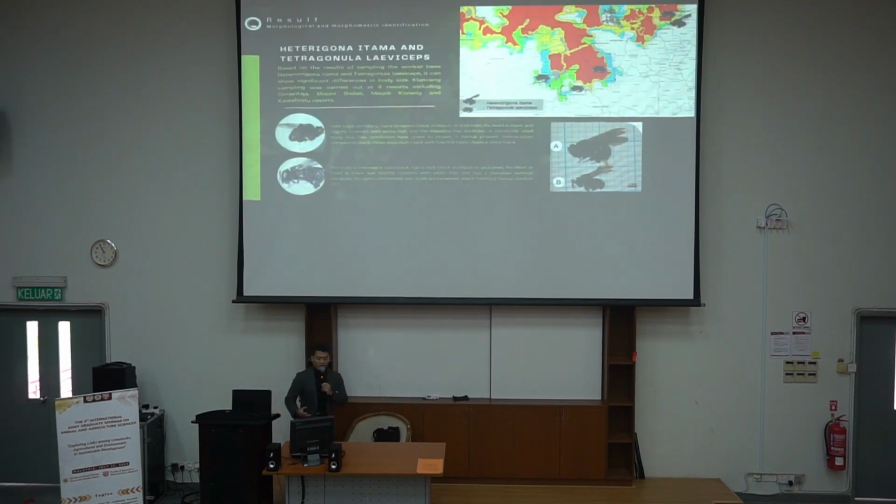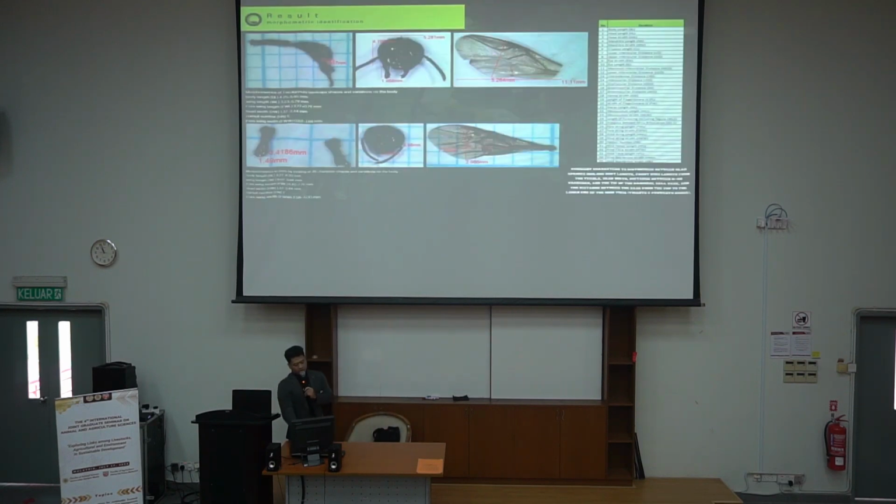So this is the result for the morphological and morphometric identification. I got two species native from Sulawesi, Java, called Heterotrigona itama and Tetragona laeviceps. You can see the size is totally different. Heterotrigona itama is the bigger one, and Tetragona laeviceps is the little one. So this is the result for morphometric identification, but it actually depends on the species we got. I got two species, right? The Tetragona laeviceps and also Heterotrigona itama.